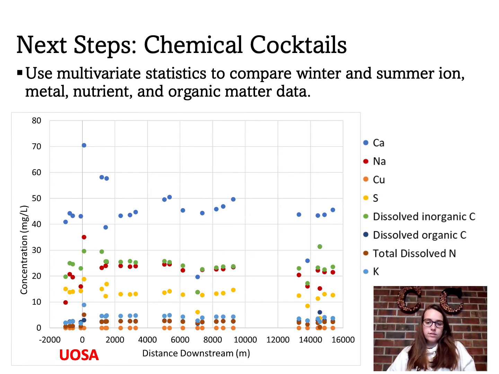My next step is to use multivariate statistics to compare chemical cocktails of ions, nutrients, and organic matter from winter and summer sampling seasons to understand the sources and processes of retention, release, and mobilization of chemical cocktails in Bull Run.